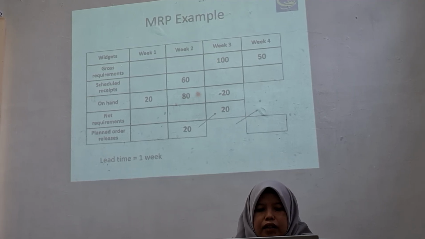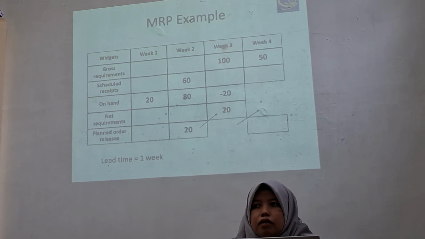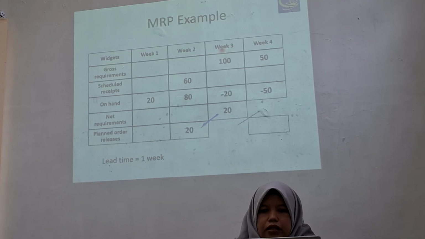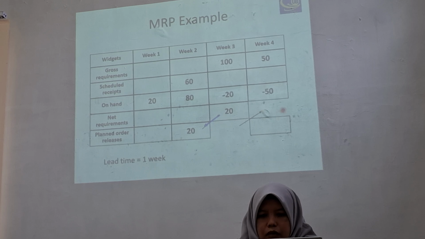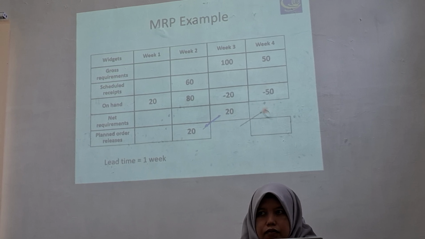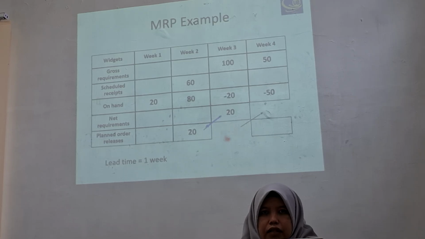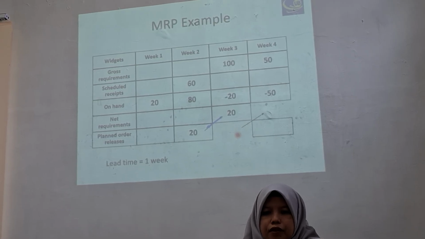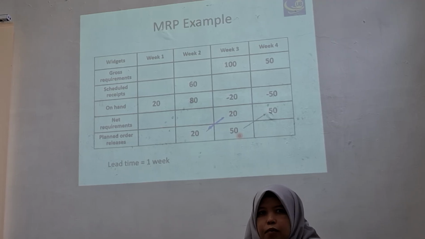So there is 80 plus 20 to fulfill this one, etc. For week 4, 50 minus 50, so how many is this one? 50. So in week 3 we must plan the order of 50, released as 50 units. Okay. Any questions here about the MRP?